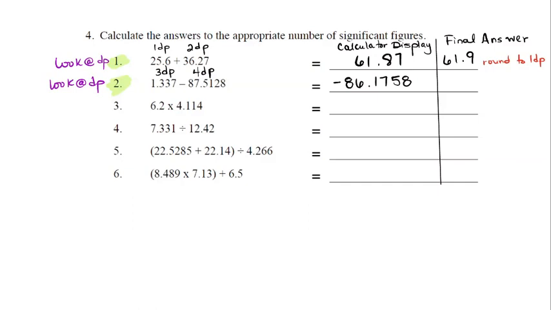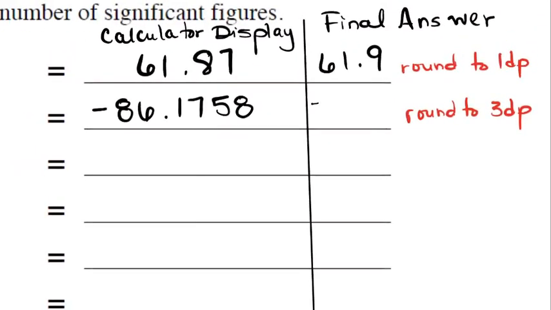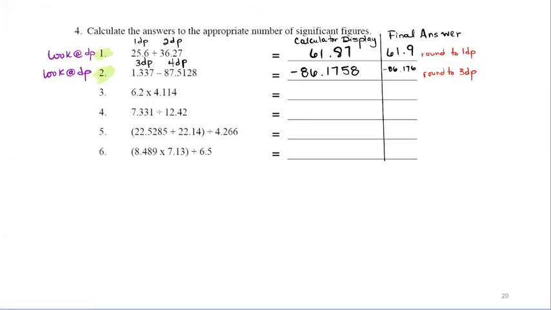So when it comes to this, my final answer needs to be rounded to 3 decimal places, okay? So when I round this to 3 decimal places, it's going to be negative 86.176. Put a 3 in the chat if that is what you got. Great.